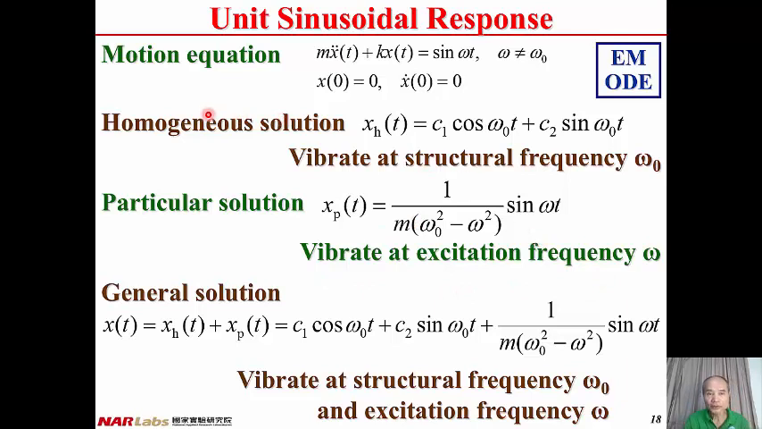Once we have the particular solution and the homogeneous solution, we combine these two, we can have the general solution for the displacement equal to c1 cosine omega 0 t plus c2 sine omega 0 t plus 1 divided by m times (omega 0 square minus omega square) times sine omega t. For the first two terms, it vibrates at structural frequency omega 0. For the third term, it vibrates at excitation frequency omega. Therefore, the displacement vibrates at two frequencies. One is structural frequency omega 0. The other is excitation frequency omega.